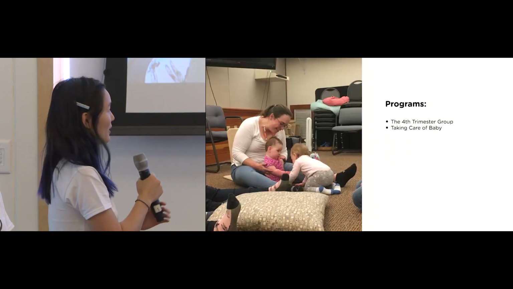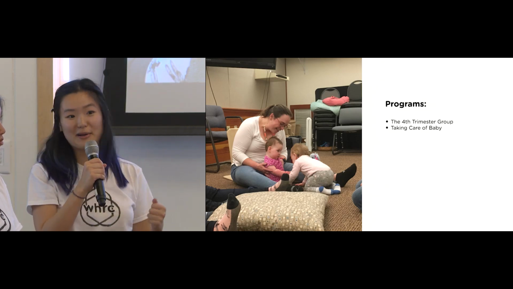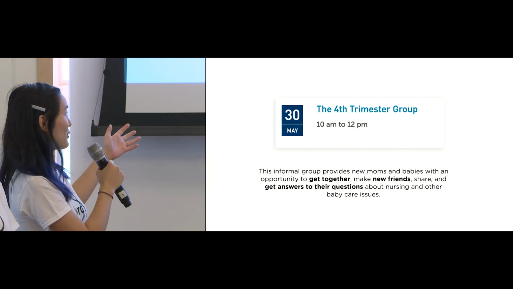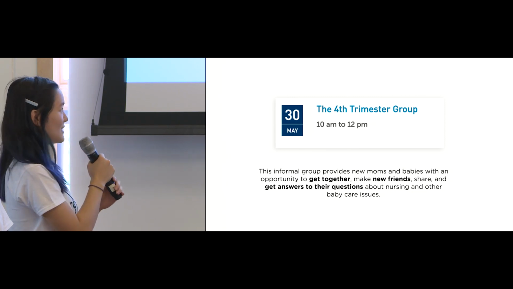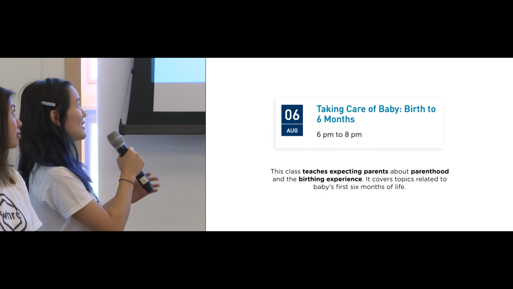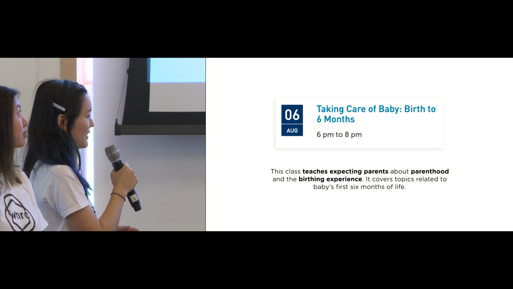Over the past few months, we've conducted primary research, such as interviews with coordinators at the WHRC, design consultants, and parents at the WHRC programs. So, for some background information, two main programs that we will be talking a lot about today are the 4th Trimester Group and Taking Care of Baby. So the 4th Tri is an informal group that provides new moms and babies with an opportunity to get together, make new friends, share, and get answers to their questions. While Taking Care of Baby is a class that teaches expecting parents about parenthood and the birthing experience.